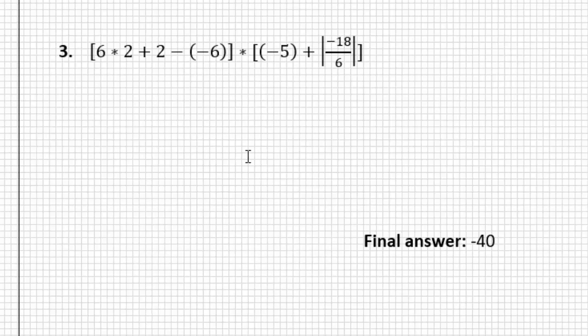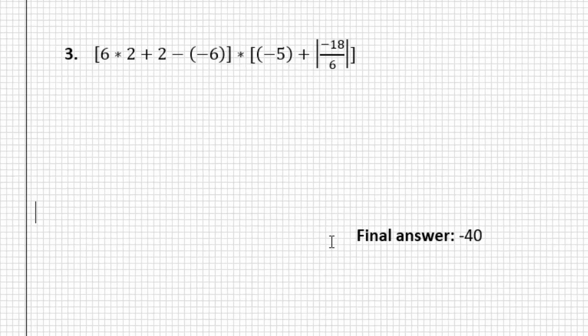However, if you did some calculations and you did not get to -40, please take another look at this problem. See if you can find your error and see if you can figure out how to get to this calculation of -40. And then we'll discuss this problem more in class.